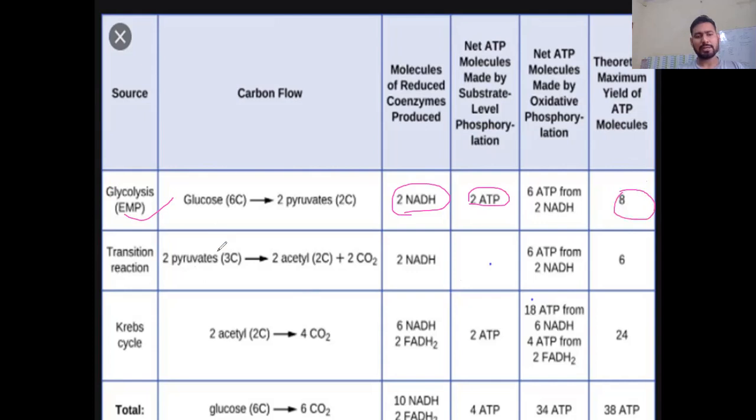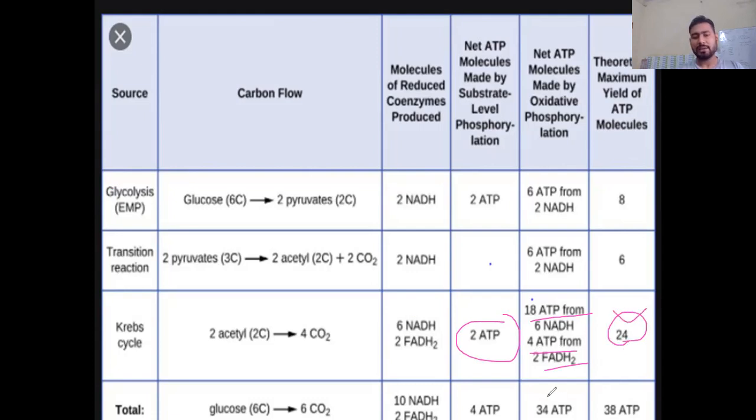In oxidative decarboxylation or the transition reaction, pyruvate converts to acetyl CoA, with the formation of 2 NADH molecules, which form 6 ATP molecules. Then the Krebs cycle. The Krebs cycle is also important because it forms 6 NADH and 2 FADH, and 2 ATP directly through substrate level phosphorylation. So the Krebs cycle produces a lot of energy: 2 ATP directly, 18 ATP from the 6 NADH, and 4 ATP from the 2 FADH. So in total we get 24 ATP from the Krebs cycle.